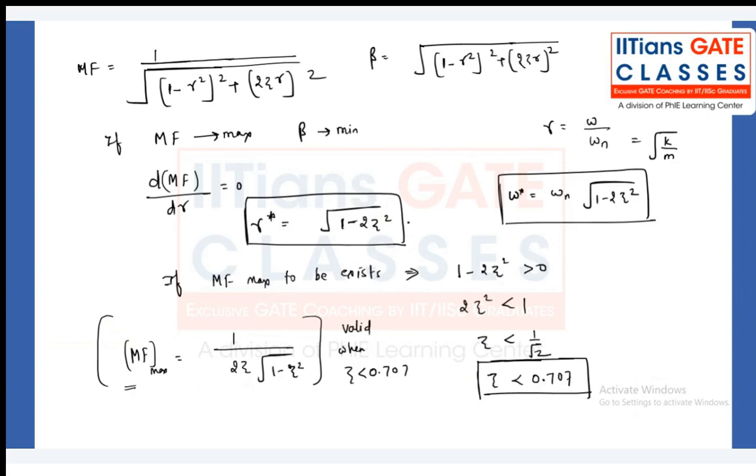You said 0.8, and you put 0.8 here. What is the R star? Tell me, 1 minus 2... What are you getting, guys? 0.8 whole square into 2. Are you getting a complex number or what?